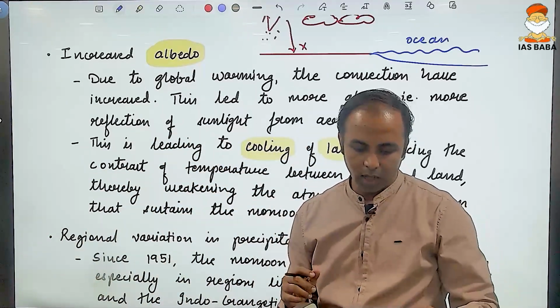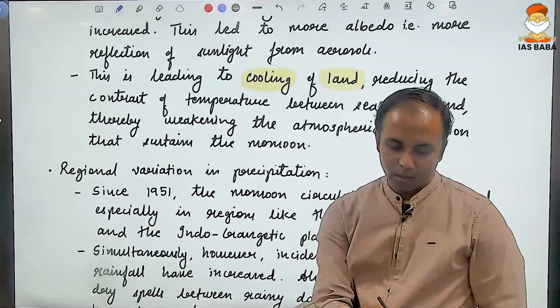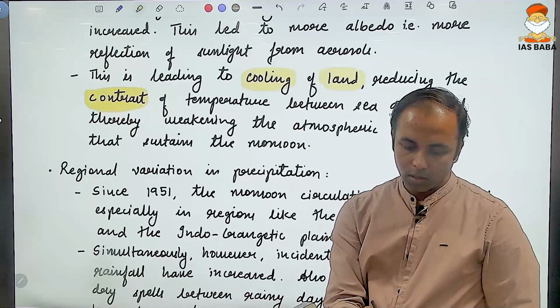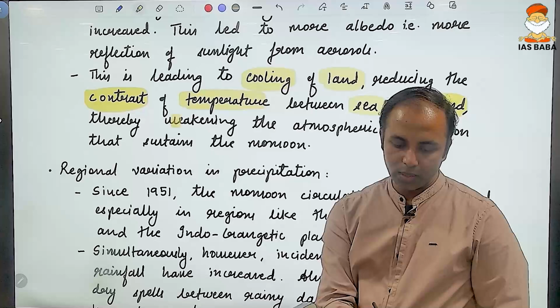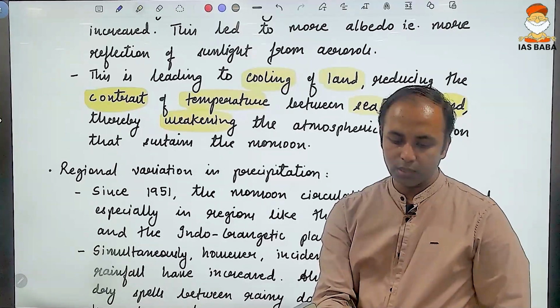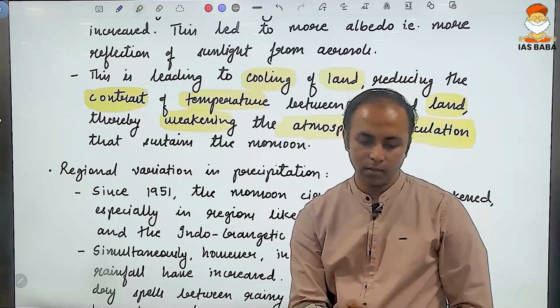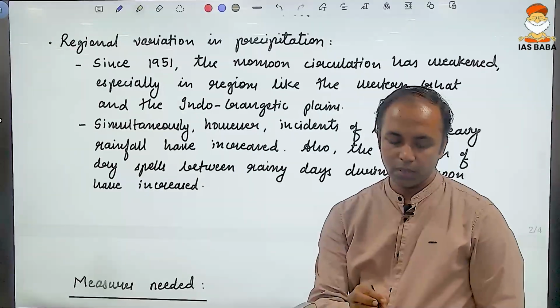Okay, I hope you are understanding the technicalities. That cooling of this land, the thermal contrast or the temperature contrast between the sea and the land is going to reduce, is going to weaken, and this is going to weaken the atmospheric circulation system. Monsoon is going to become weak enough. Then there will be regional variation in the precipitation.